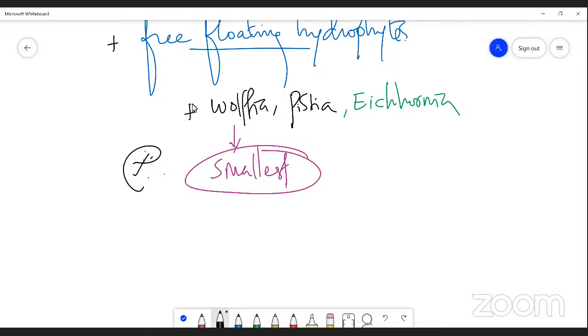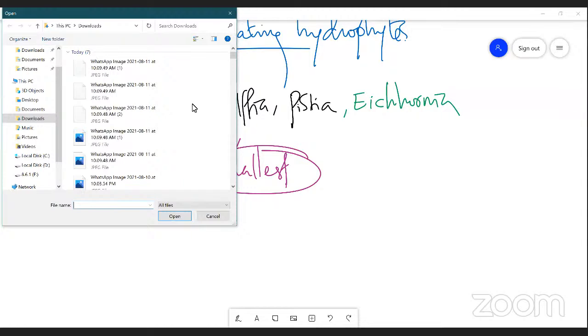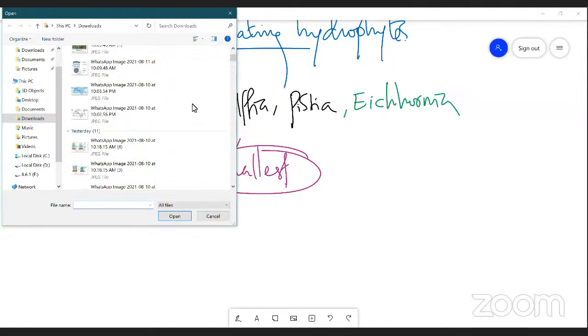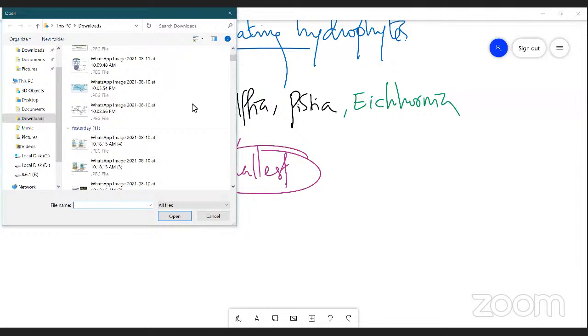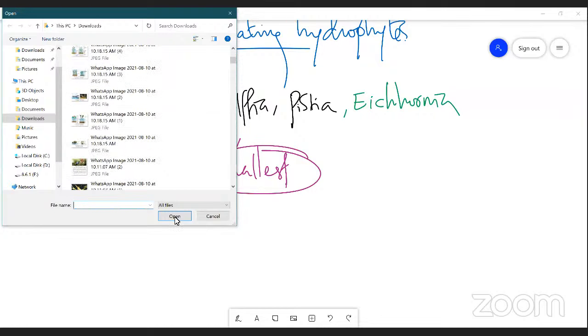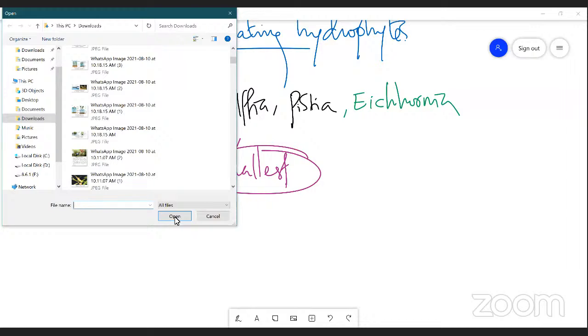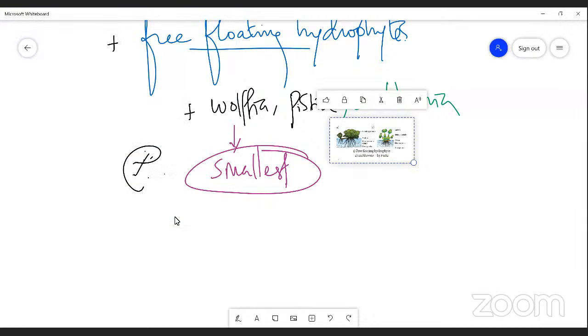Dear students, would you like to see the plant? Yes, sir. Right, let me show you. It is simple. If you see some pond scum, etc., right, so this is a free floating hydrophyte.